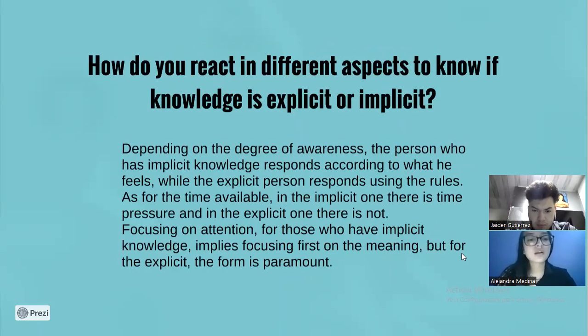We have a big question about the two aspects. How do you react in different aspects to know if knowledge is explicit or implicit? The answer depends on the degree of awareness and the time available. For example, in the implicit one there is time pressure, and in the explicit one there is not. Focusing attention for those who have implicit knowledge implies focusing first on the meaning, but for explicit knowledge, the form is paramount.